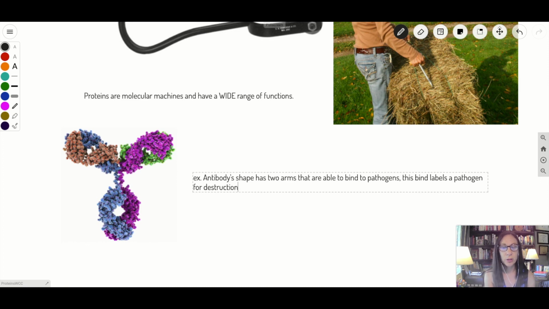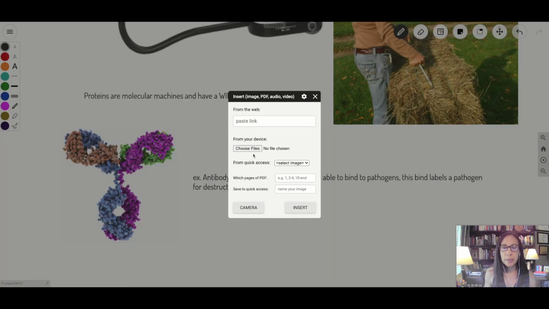So there are other cells in your body. For example, there are T cells, and there are killer cells, and there are macrophages, and there are other cells that if they see something that is covered in antibodies, they know they need to attack that pathogen. Okay, so that is one function, and you can see the structure has two arms so that it can do its job. So I'm going to give you a couple more examples.